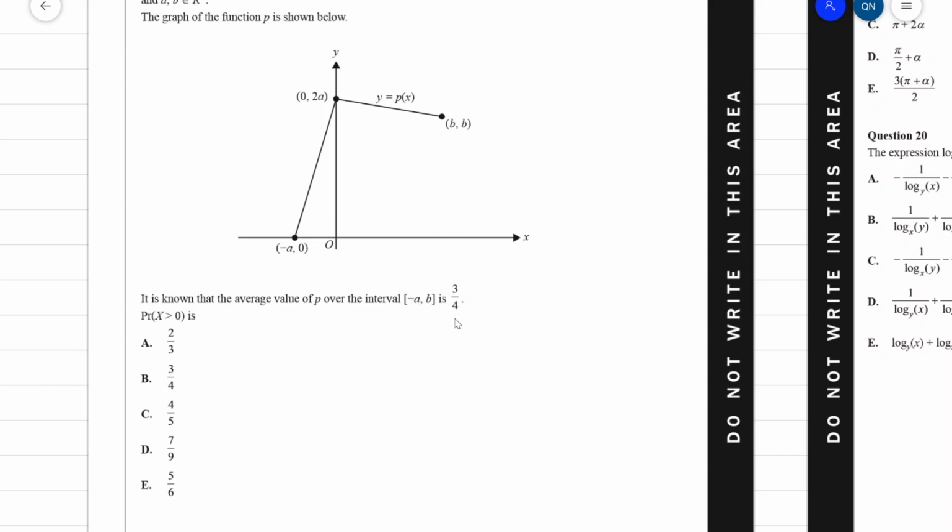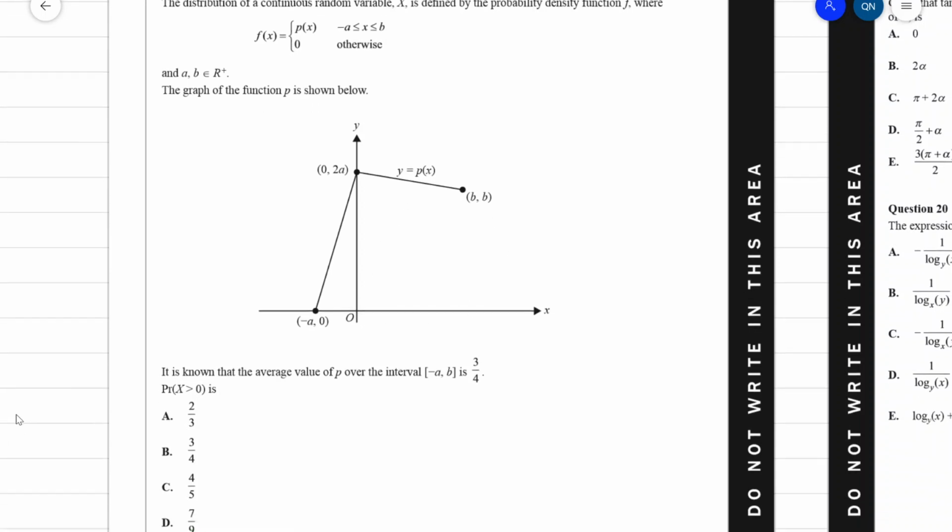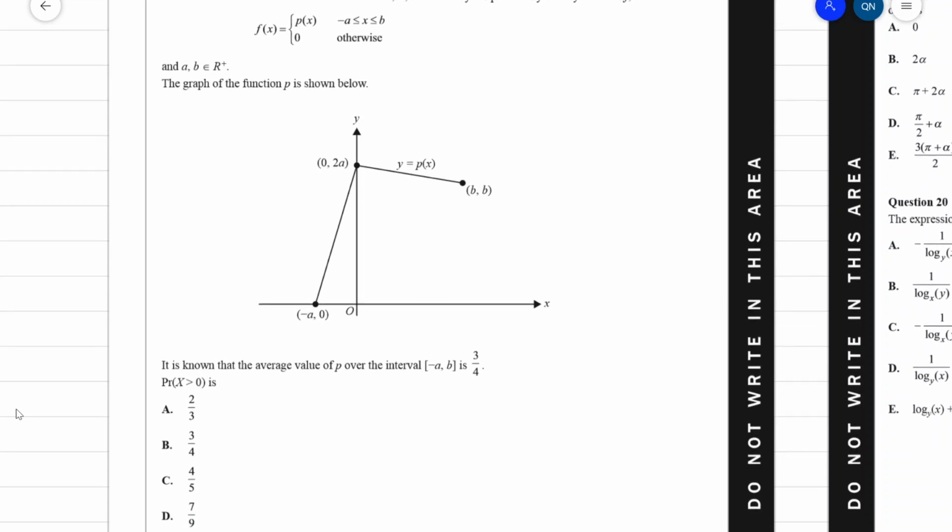All right. Find the probability that x is greater than 0. So, first of all, there's 2 unknowns, so we need to cook up 2 equations. Well, it's pretty obvious. The first equation is going to be something to do with the average value. The second equation is going to be something to do with the fact that this is a probability density function, which means that the total area underneath is going to be exactly 1. So, why not try to find the area of this thing, first of all?